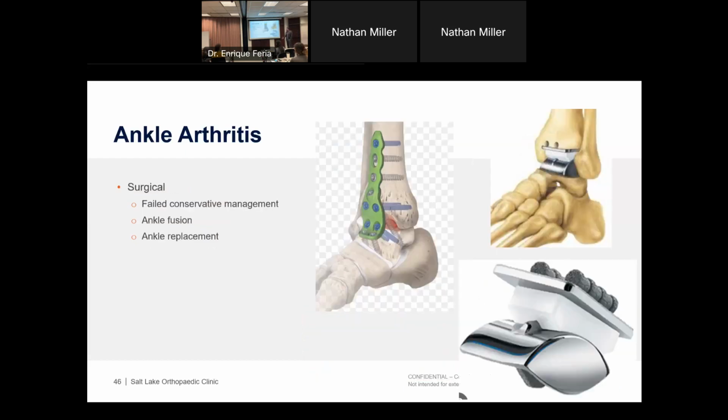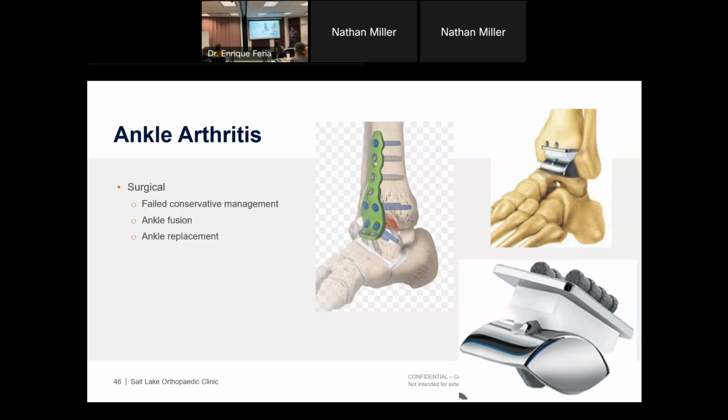And then surgical treatment for ankle arthritis. Once you've failed conservative management, your pain's worse, and you're just having progression of your arthritis, then oftentimes you need surgery. And when it comes to ankle arthritis, that either revolves around doing an ankle fusion or an ankle replacement. Not everyone is a candidate for an ankle replacement. I know everyone asks me if they can have an ankle replacement. I wish everyone could. There really are some certain criteria that you want to meet.